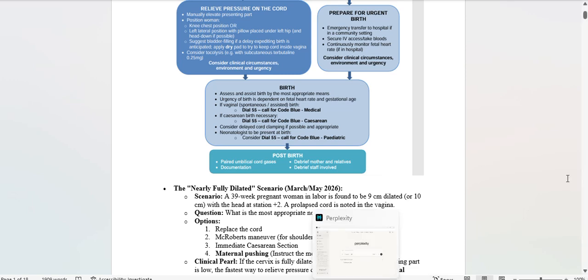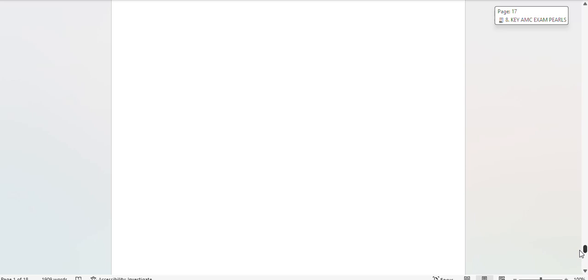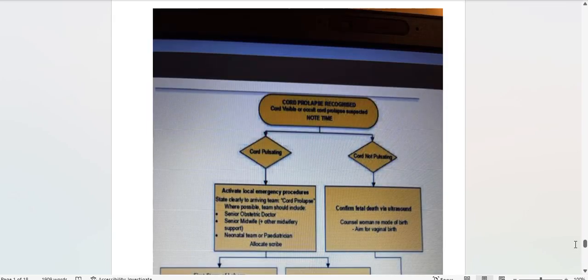So I have one more chart I will show you, and then we will solve the recall questions. Okay. Cord prolapse: recognize cord visible or cord prolapse suspected. Note time. Cord pulsating or cord not pulsating.